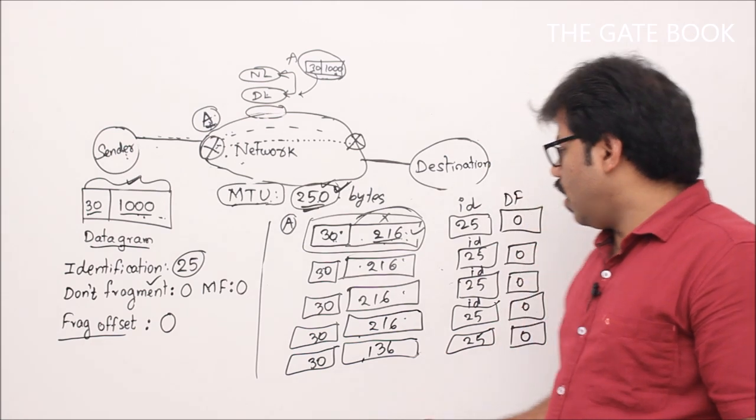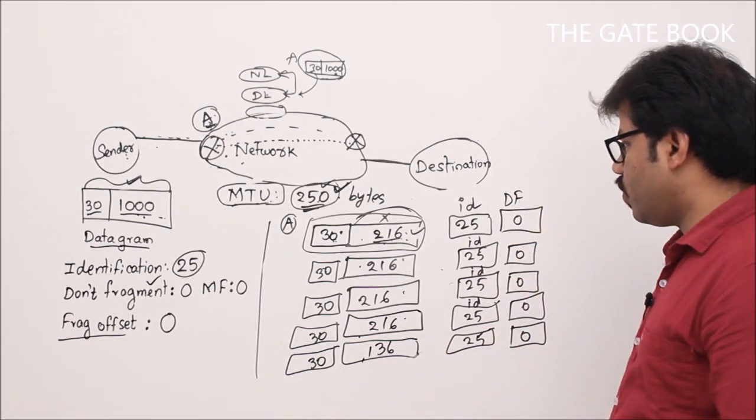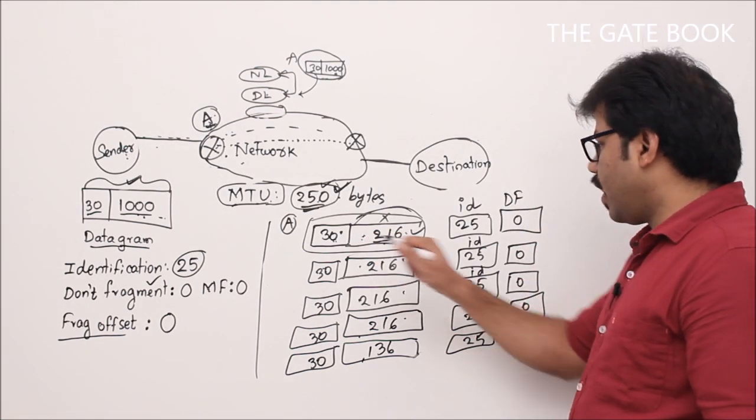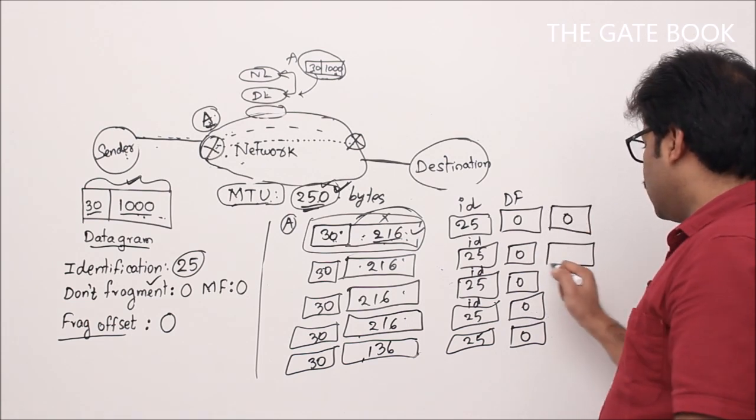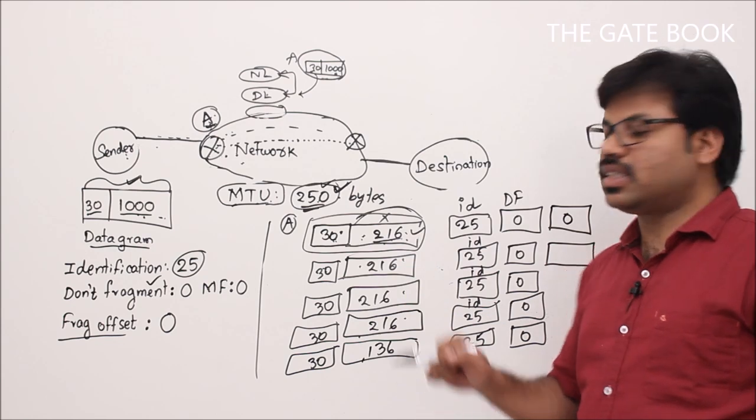Next, fragment offset. This is important. How will the fragment offset be fixed? If you see, this is the first fragment, right? In that write simply 0. Now the second fragment. The second fragment starts at byte 216, so offset 216/8.